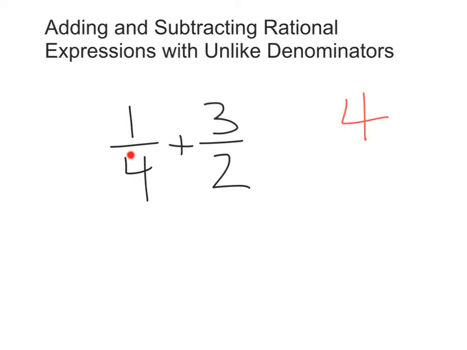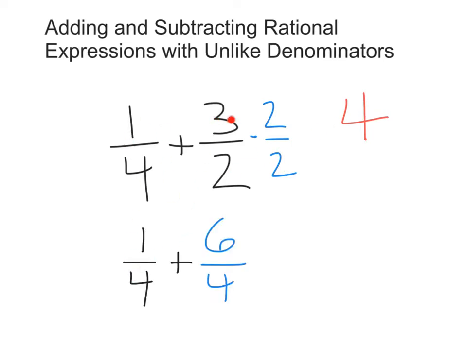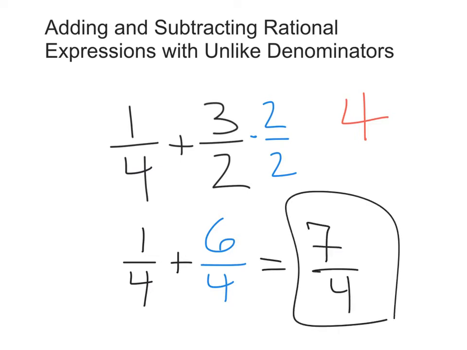We've already got it here with 1/4, but for this 3/2, we need to multiply the top and bottom by 2 in order to get 4 as the denominator. From there, we'd get 1/4 plus 3 times 2, 6, 2 times 2, 4, 6/4. Now that we have common denominators, we can add those up, giving us 7/4.